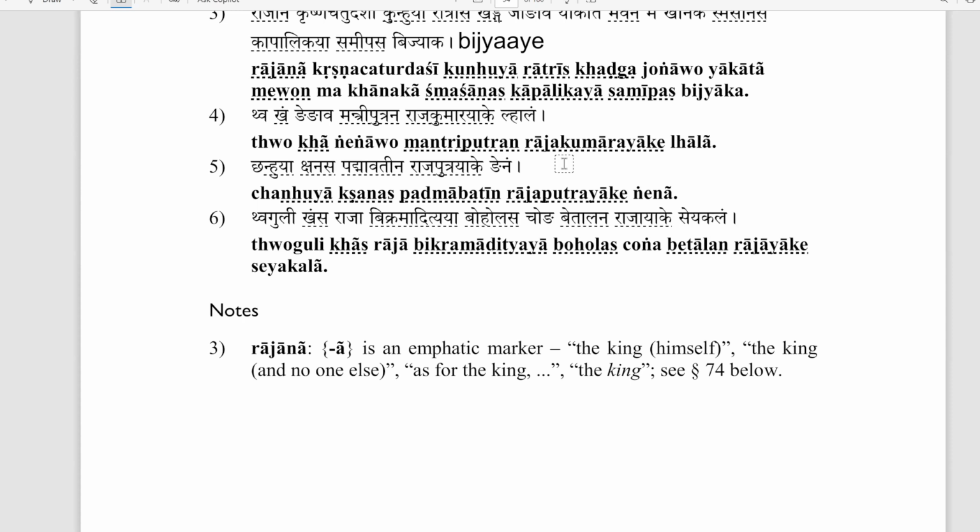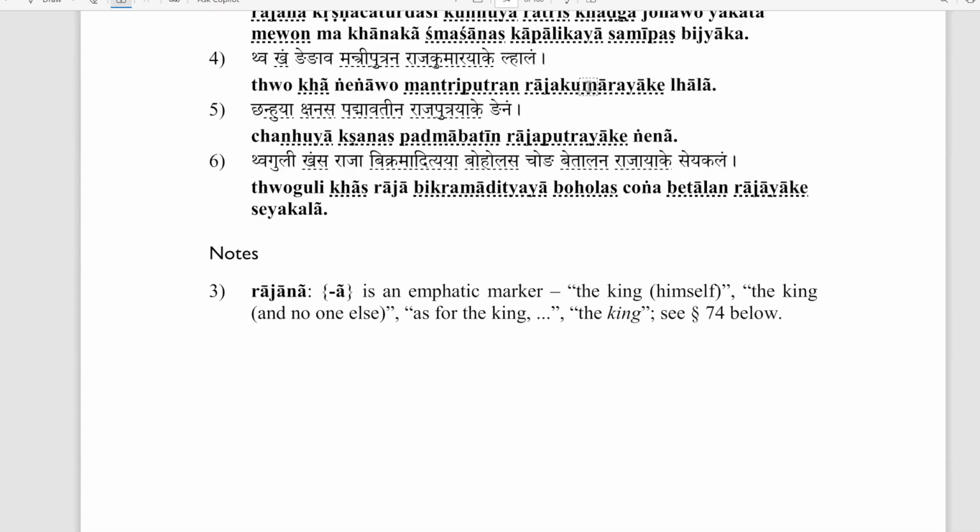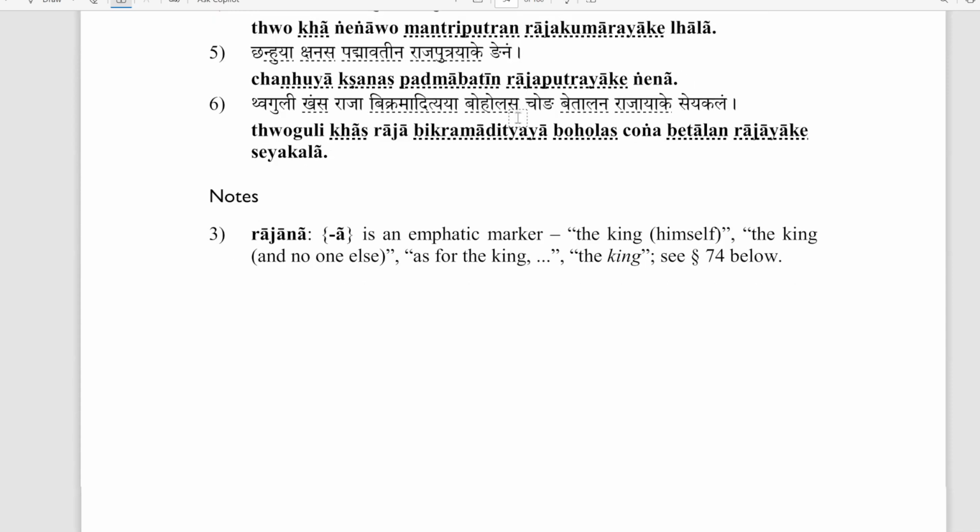Any questions? Any questions online? Okay, so now let's come to the last sentence in the exercise. This one is a bit maybe difficult for you.